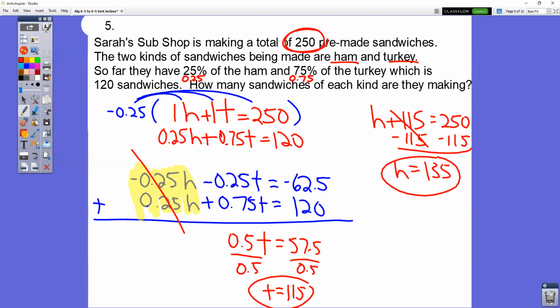Again, that's probably the hardest question on the test. You have to set up your own equations, right? And then solve it. Again, there are multiple ways that you could solve it. If you wanted to get rid of the decimals, you could by multiplying by 100. Distribute, distribute, distribute. Then you won't have those decimals to work with.